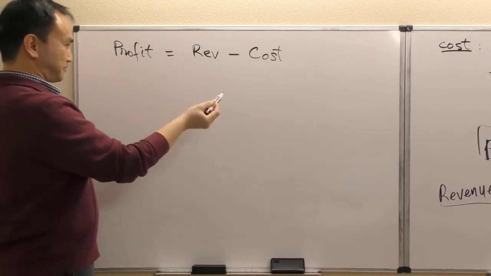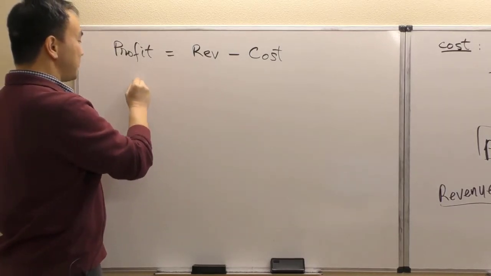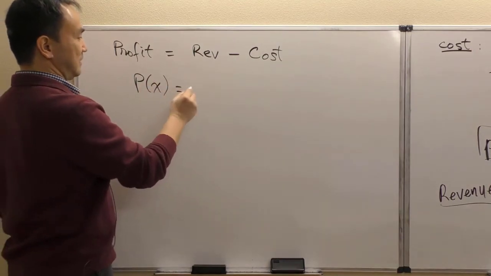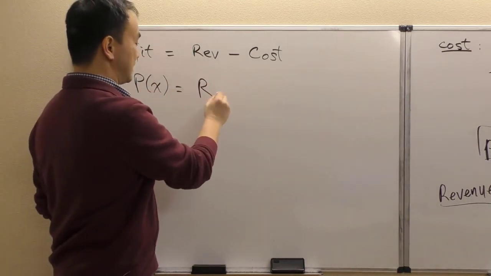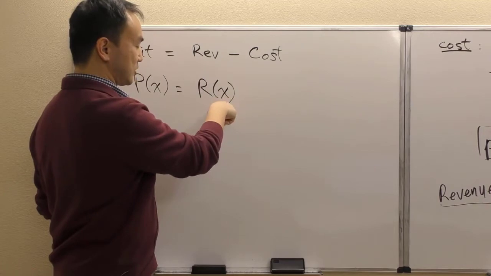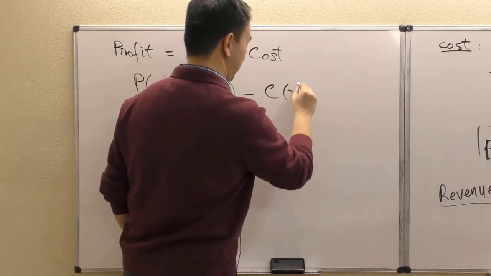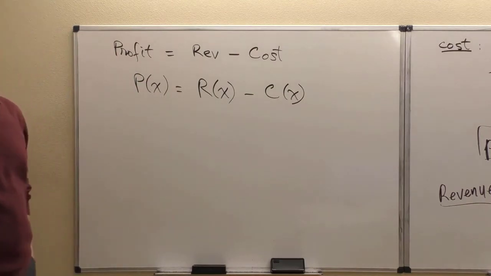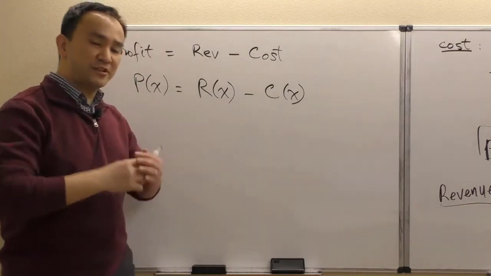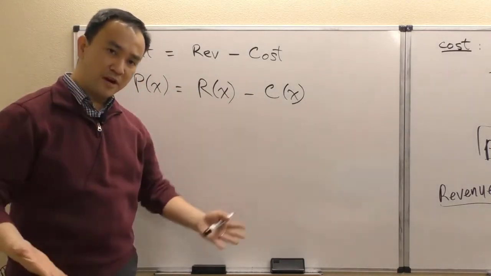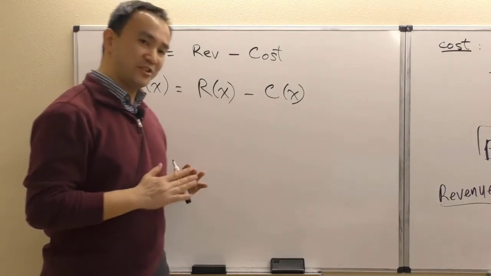And so if profit is a function of X, and revenue we can run as a function of X as well, where X is a quantity and cost is a quantity, then that's mathematically how it's written. Okay, but that's just the big picture when we put it together.